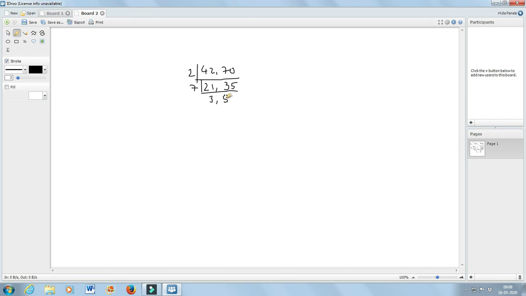Now 3 and 5 cannot be divided further because they are themselves prime numbers. So I stop here. Now the GCF would be obtained by multiplying these two numbers on the left. So the GCF would be 2 multiplied by 7, which is 14.